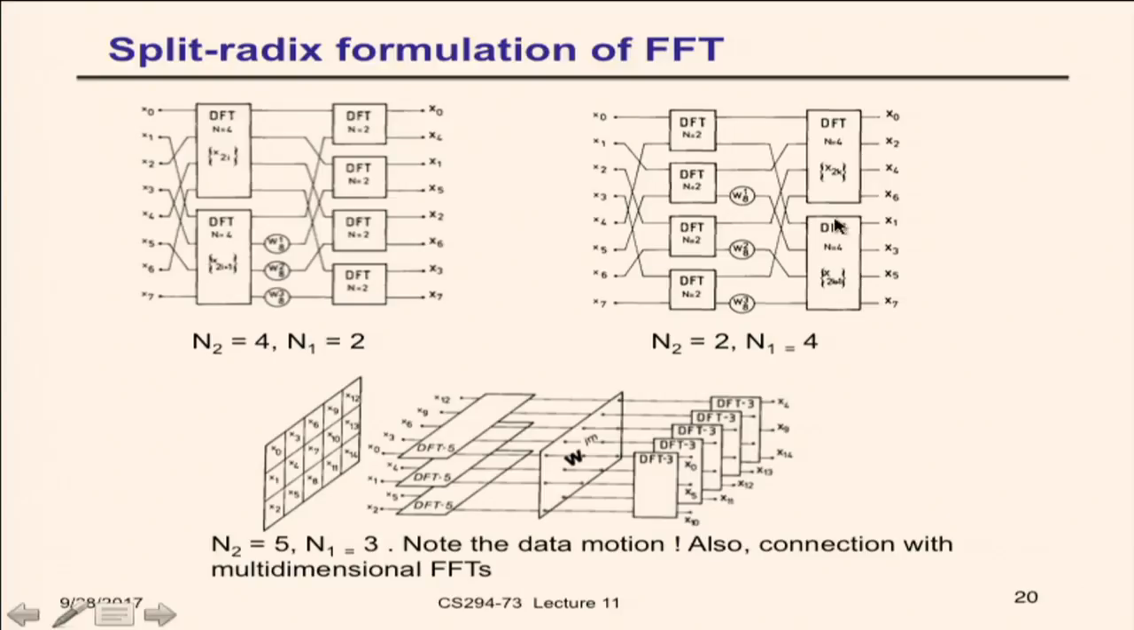By the way, just for completeness, this was n2 equal 2, n1 equal 4. But this bottom picture here is for n2 equal 5, n1 equal 3. This really gives away everything about the split radix formulation. If you ignore the algebra and just say this is ground truth, it tells you much of what you need to know.